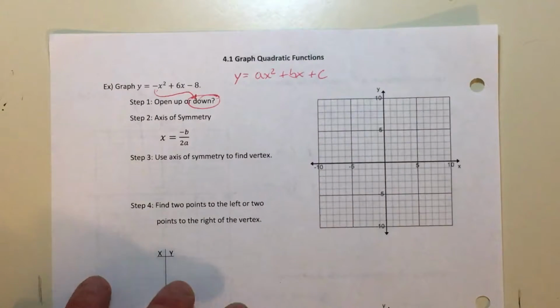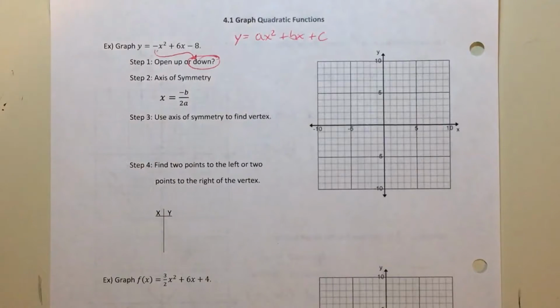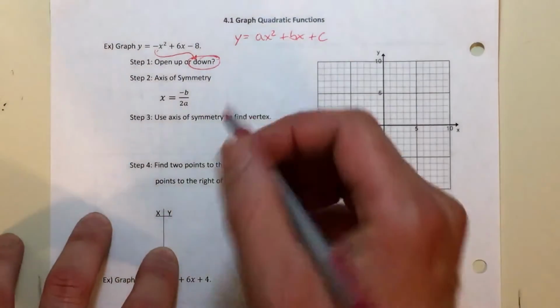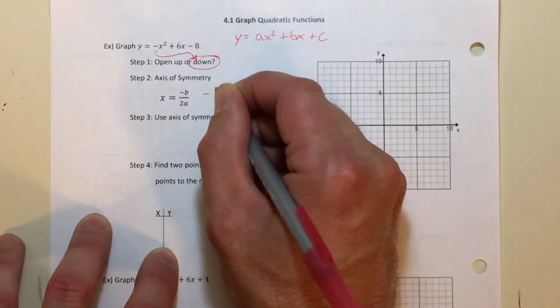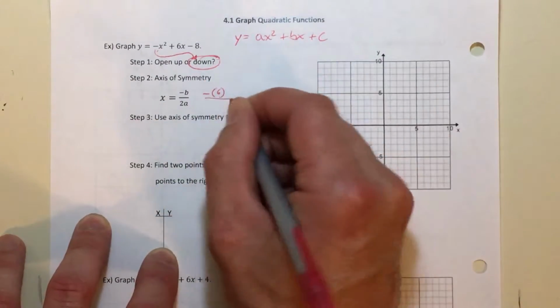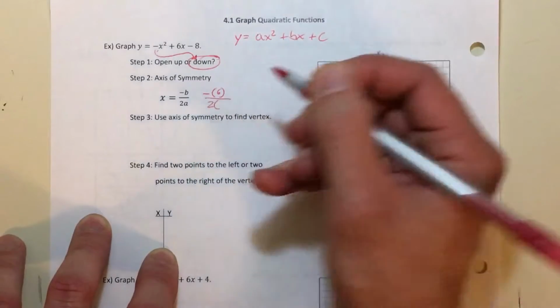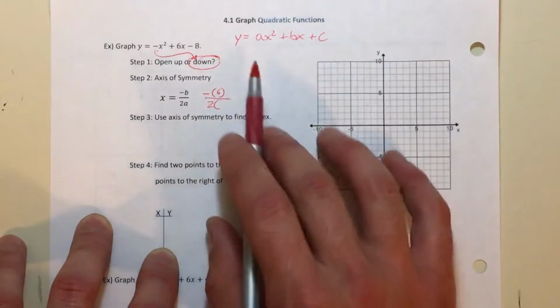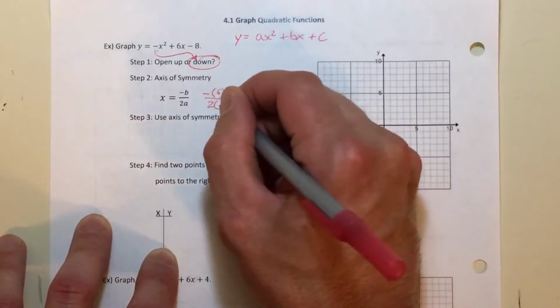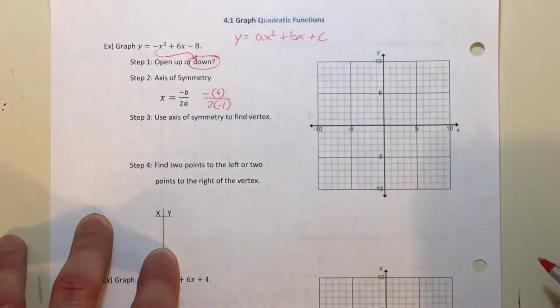Now, next up is we're going to decide exactly how much this graph has been shifted one way or the other. And to do that, we're going to use a formula. We're going to calculate our axis of symmetry, that center line, by doing negative b over 2a. And in our example here, our b value is a 6, and our a value, because of that negative, is a negative 1.